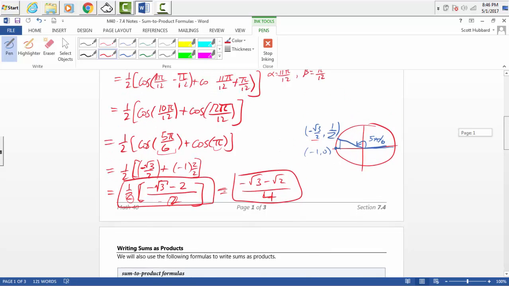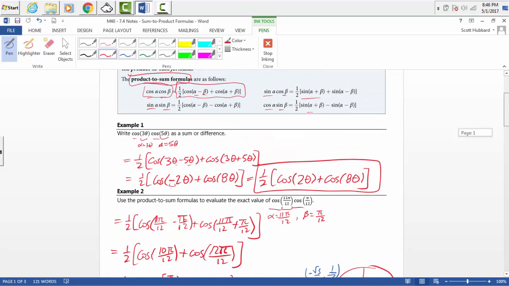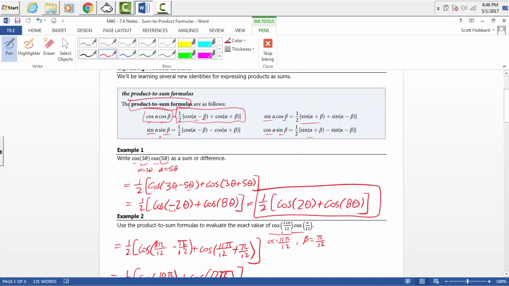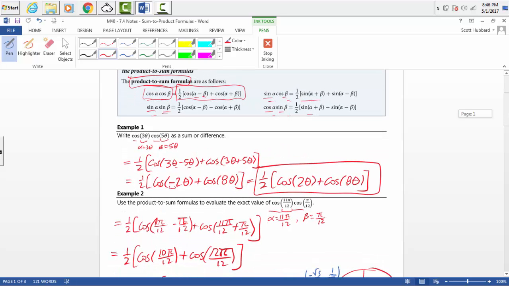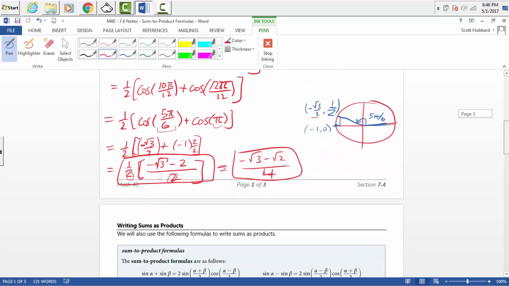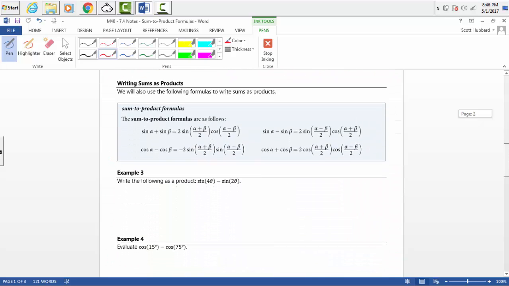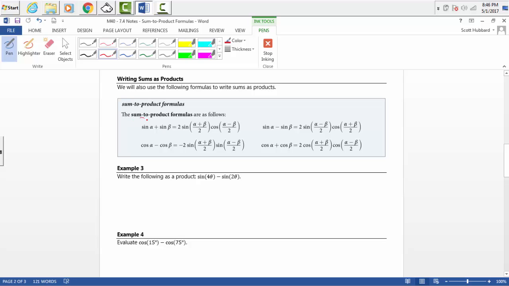So those are the formulas. I only did the cosines, but the sines and the mixes are all basically the same. Just make sure you apply it: identify your alpha and beta, and then go from the formula there. Moving backwards is called the sum to product formulas. This is when you have a sine plus a sine. These are two different terms here: I have two sines, or two cosines, or a sine and a cosine.